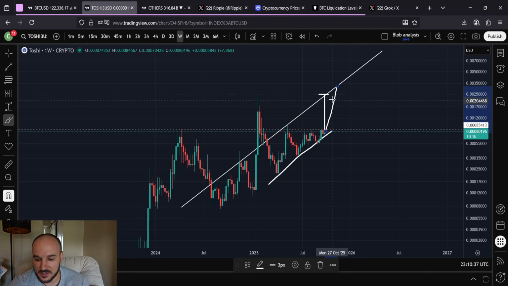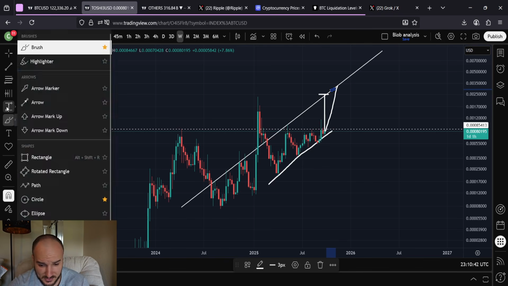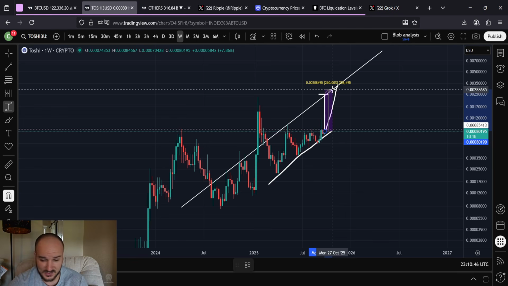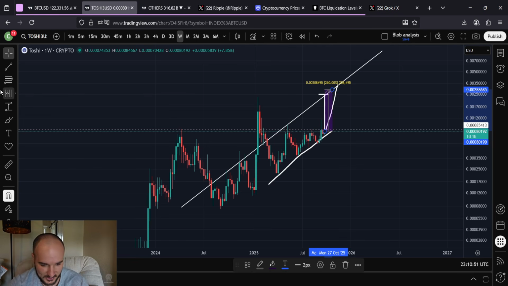Maybe it's at the end of this month that we're up here, which would be kind of pathetic, but that's still, I mean, it's still a decent move from here. It's about a 3.6x. It's not pathetic. It's a good move, but pathetic compared to what we're expecting TOSHI to do.